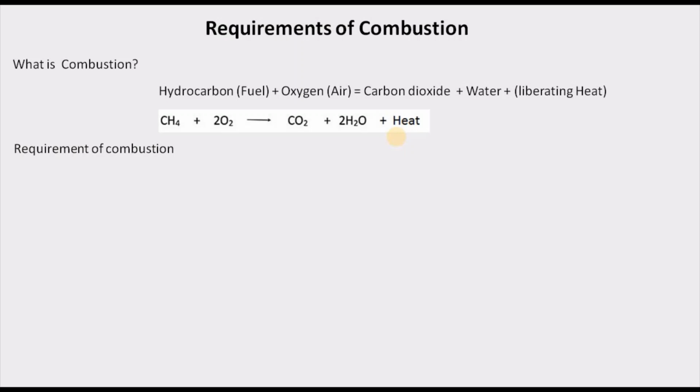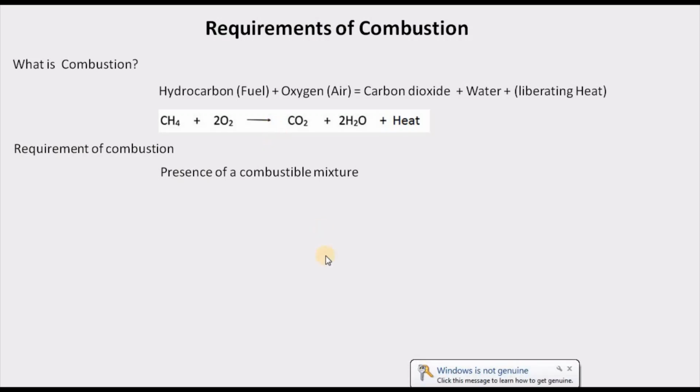In order for this to happen properly, some requirements are there. So what are the requirements of combustion? First, there should be a mixture present which is combustible. What does it mean? In an SI engine, the mixture is going to burn within a limit which we call the inflammability limit. If the mixture is leaner or richer than that, it is not able to burn. That is where we say the mixture should be combustible, that is, within the inflammability limit.